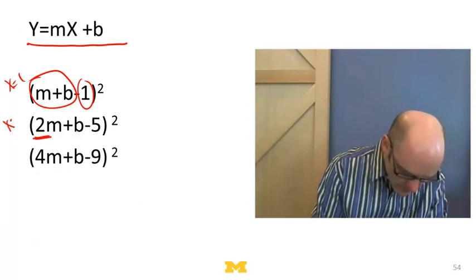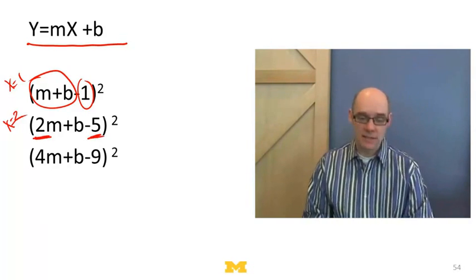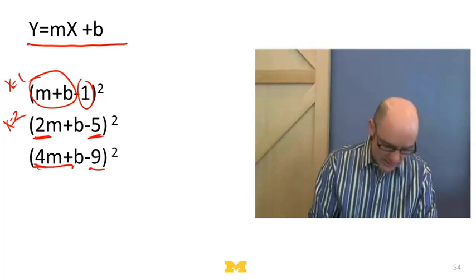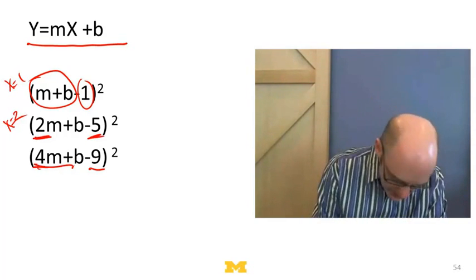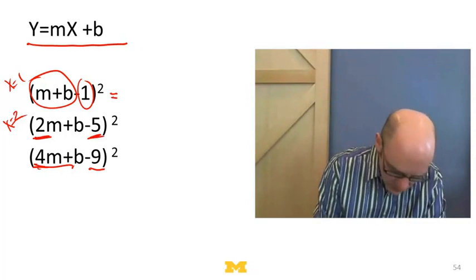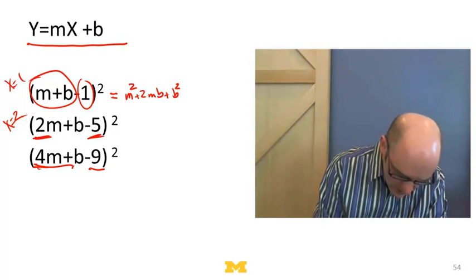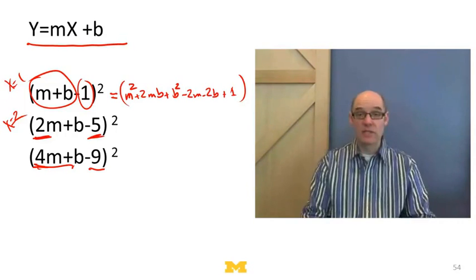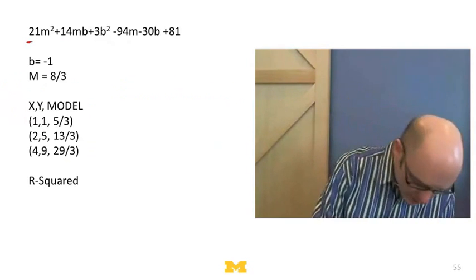When x equals 2, my model is going to say that the value is 2m plus b, and the actual value is 5, so that's going to be my error. And when x equals 4, this is going to be my prediction, this is the actual value, so this is going to be my squared error. So if I want to know what the total error is, I just have to multiply all these things out. So m plus b minus 1 squared is going to be m squared plus 2mb plus b squared minus 2m minus 2b plus 1, right? So that's a really complicated thing. And I can do that for each of the other two as well, right? So I get these long equations. Now if I do that, here's my total error.